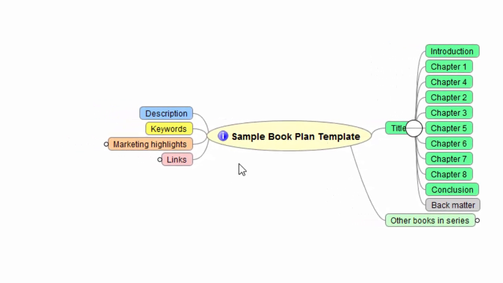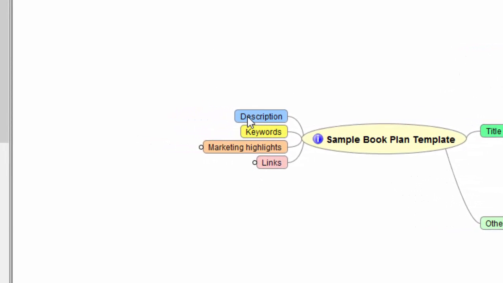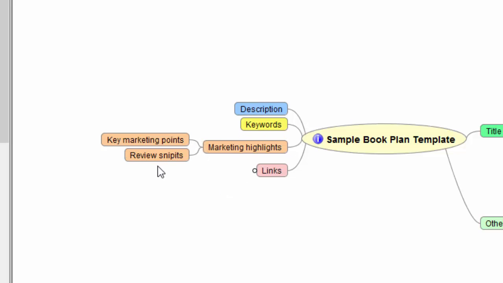And on the other side of this, I have some marketing points. So the description, basically the overall, just a rough description of what I want the book to be about. And I add in some keywords if I do my keyword research. Marketing highlights. Sometimes while you're writing a book, you can think, oh, that's going to be a great marketing point. You can just go ahead and jot that down. But you can also, after it's published, write in review snippets that you want to use.